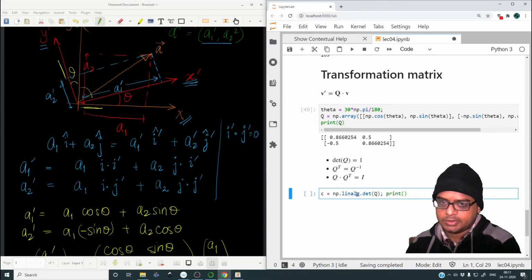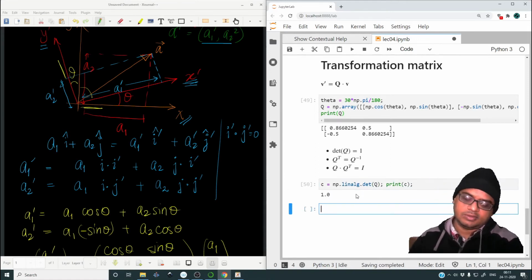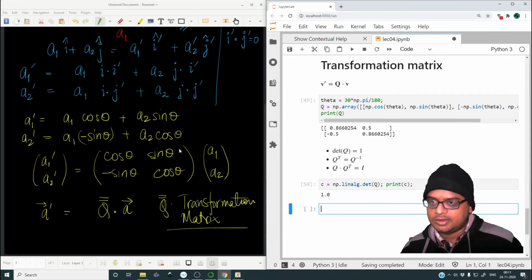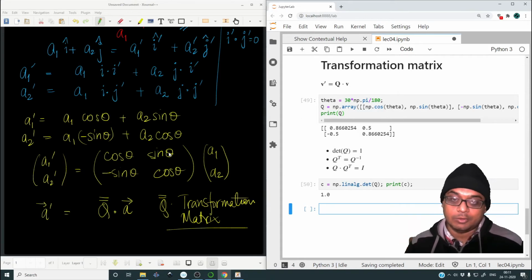Let me print C. And see, the determinant of C is obviously equal to 1. That is quite obvious because the determinant of this matrix is cos square theta minus of minus sine square theta. So it is 1. So it is identically equal to 1.